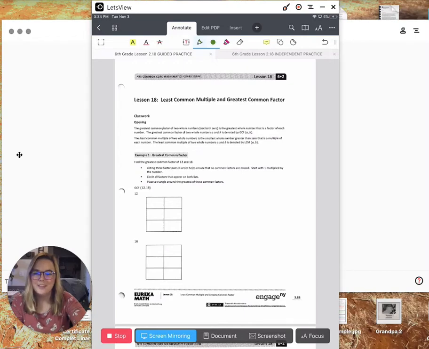Alrighty, sixth graders, so let's take a look at lesson 18. For lesson 18, we're going to be looking at least common multiple and greatest common factor. Before we start talking about how to find those, we need to talk about what these things are.